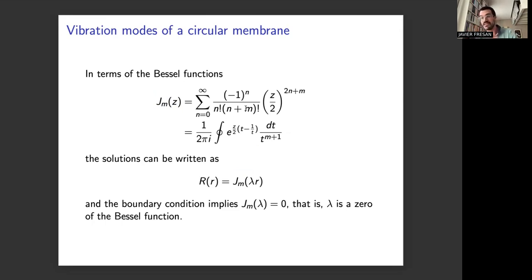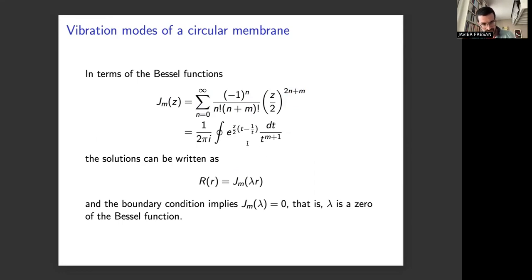and the differential equation gives you a recurrence relation for the coefficients, and then you find that the coefficients are like this. So this has minus one to the n, divided by n factorial, (n plus m) factorial. So m is the order again. And then z over two to this power. So this is the power series representation, and something that is going to be important later on is that it also has an integral representation.